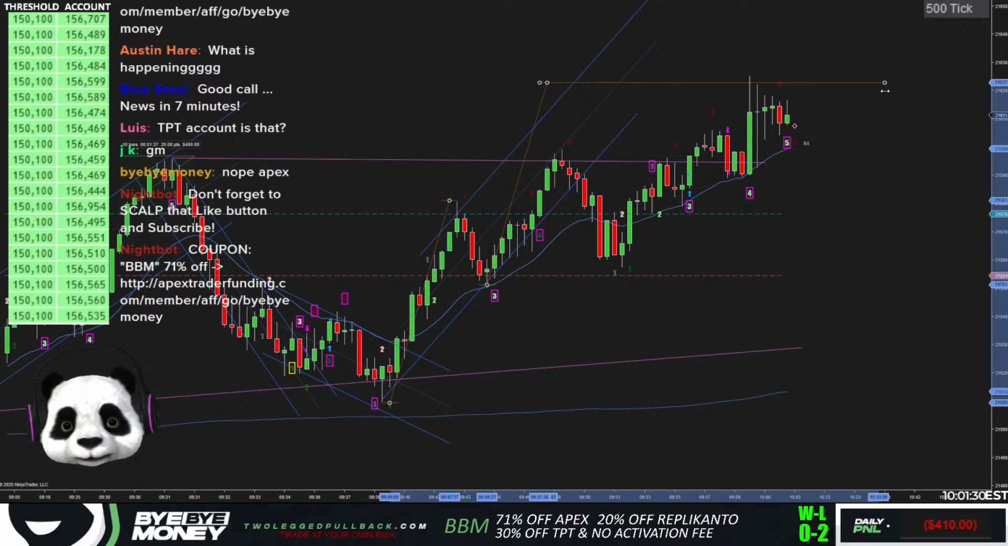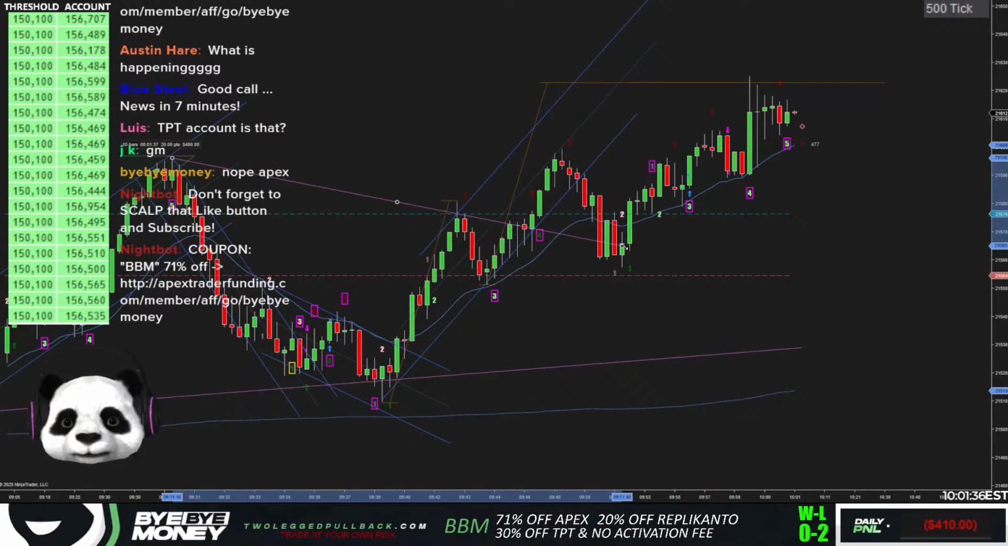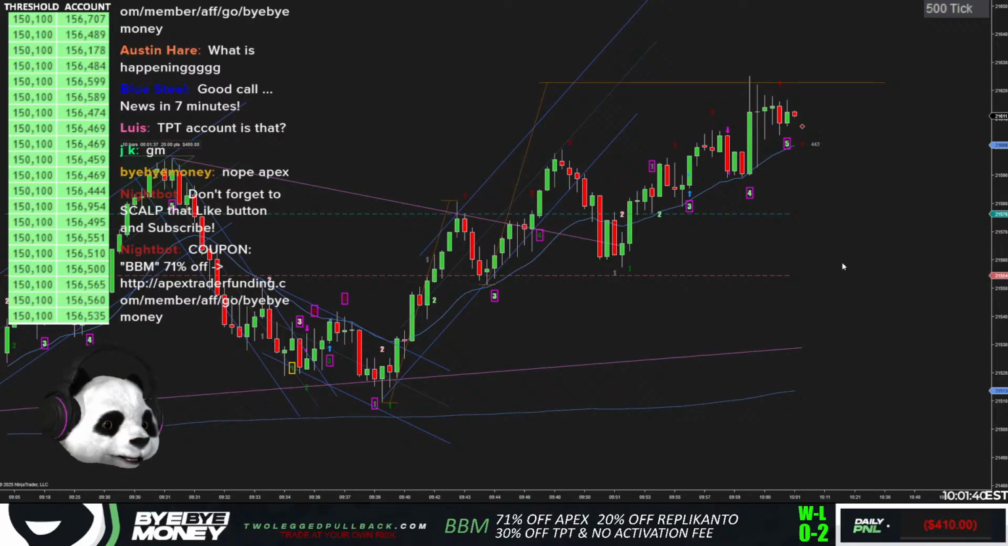Measure move hit perfectly here on that cup and handle, when it triggered earlier like this. Right, you had a cup and handle here, measure move made. Pandas, good news. Good news, pandas. Absolutely good news here.